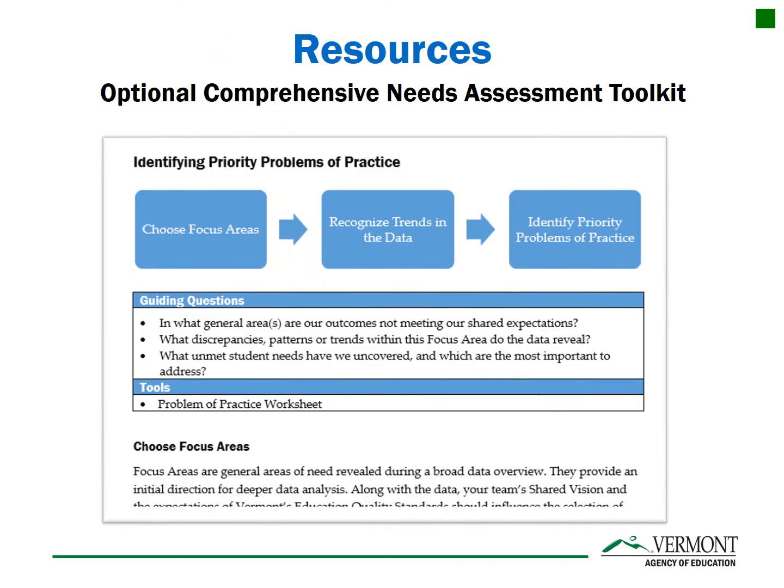The Education Quality Assurance team has developed an optional comprehensive needs assessment toolkit to assist school system and school teams in completing this process. This document provides brief descriptions of each stage of a needs assessment with accompanying tools included. While use of the Agency of Education's process for conducting a needs assessment is not mandated, it was developed to be efficient and complete and to satisfy the requirements of Phase 1 of Vermont's Continuous Improvement Plan template.